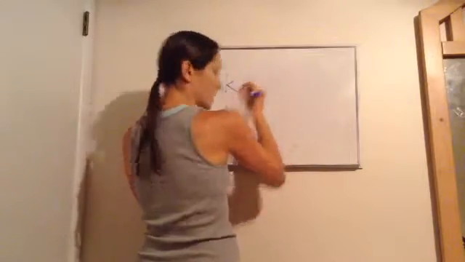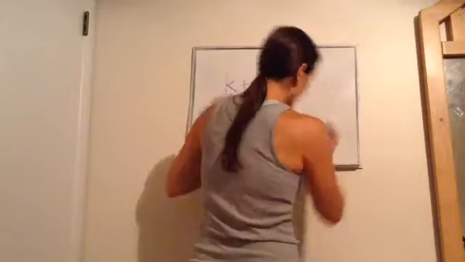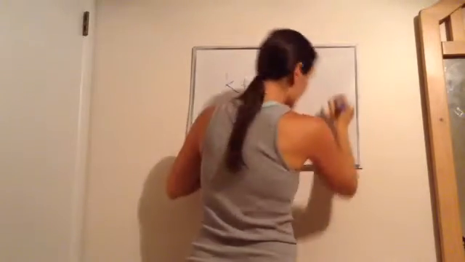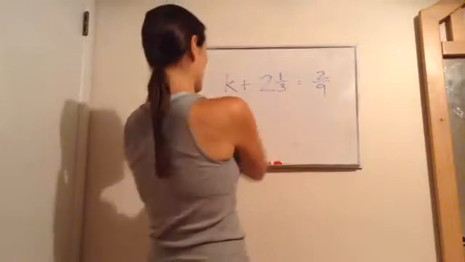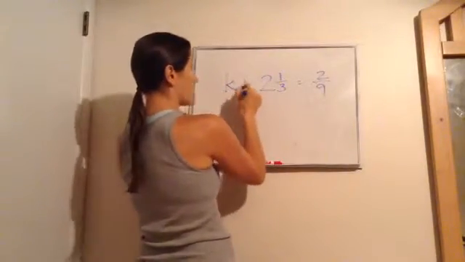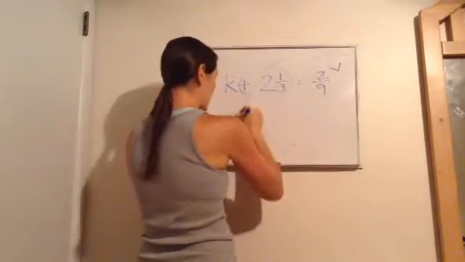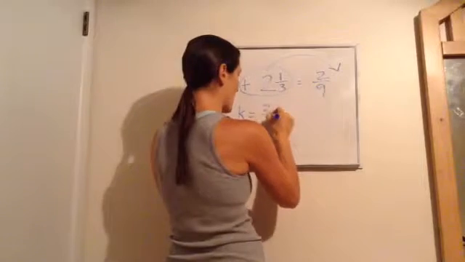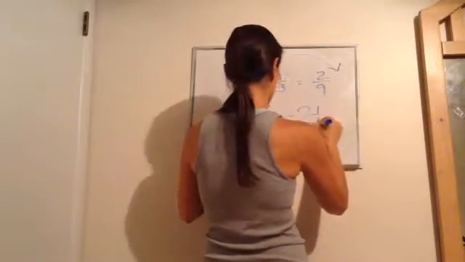K plus 2 1/3 equals 2/9. Okay? Now, again, we want letters on one side, numbers on the other. So we want to leave this K on this side and this plus 2 1/3 we're going to bring over here. So I've got K equals 2/9, and this plus 2 1/3 becomes minus 2 1/3.